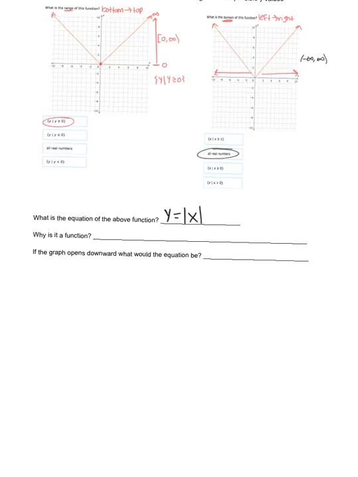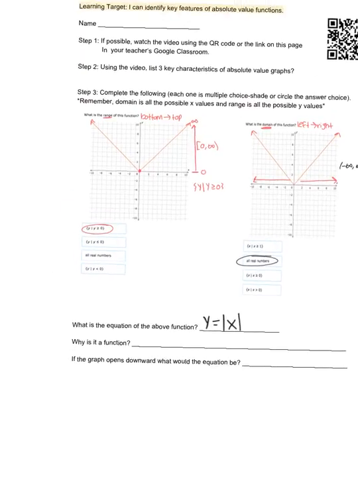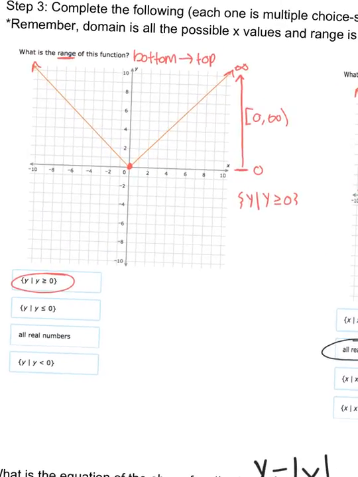Testing if something is a function means that for every x value, you only have one unique y value mapped to it. So that means if I draw a vertical line through my graph, it should only go through every point one time. So if I start drawing vertical lines, I'm only hitting the graph at one point. That means that this is a function.